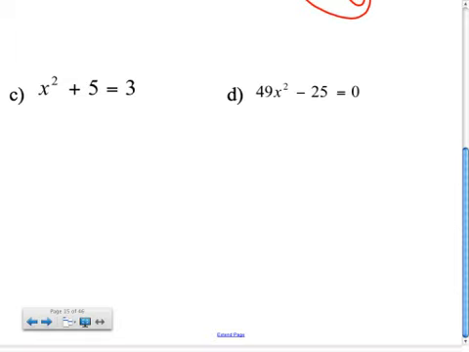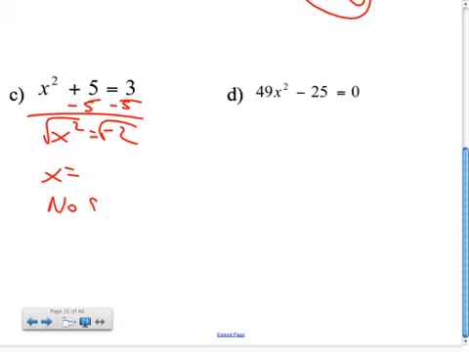All right, and then we come here and I say x squared plus 5 equals 3, and so I subtract 5, so I get x squared equals negative 2. Square root, x equals, well, now we say, wait, the square root of negative 2. There's no real number that represents the square root of negative 2, and so your answer here would very simply be there are no solutions.